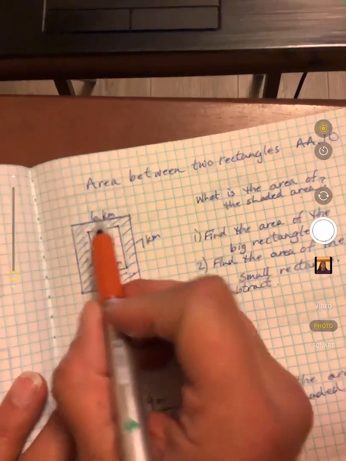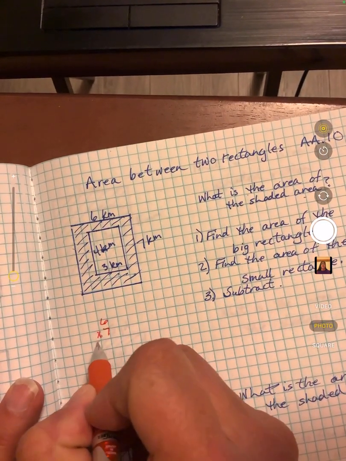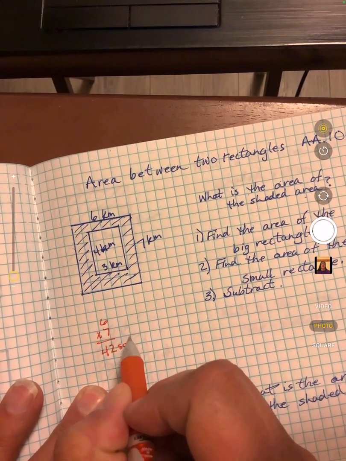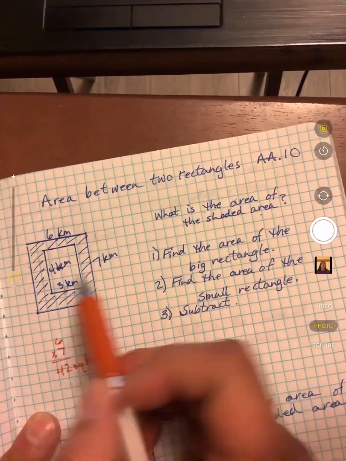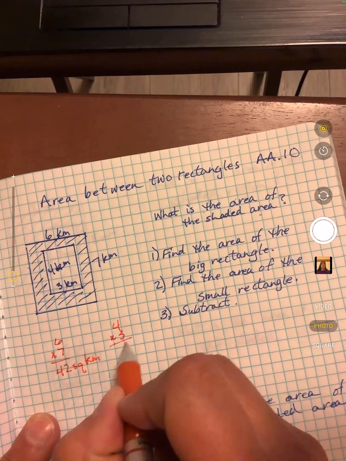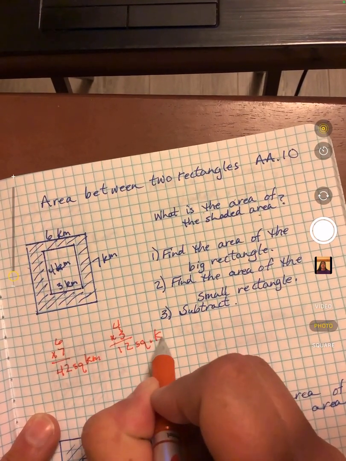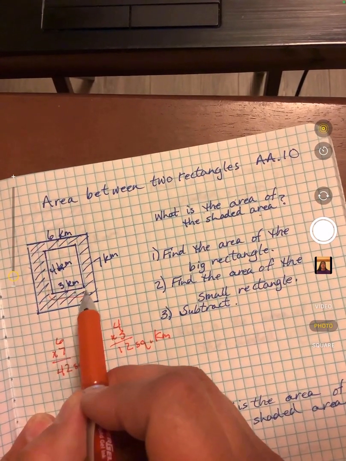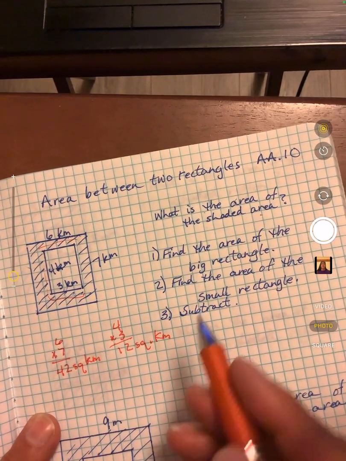So the big one is 6 times 7, and that's 42, and we would say square kilometers. Okay, then we figure out the small one, 4 times 3, and that's 12 square kilometers. Okay, now in order to figure out just this area, I need to subtract this from the 42.